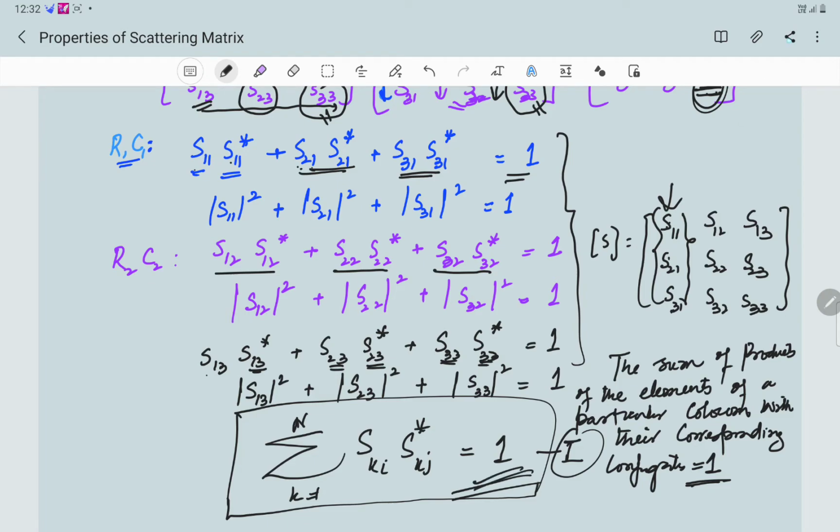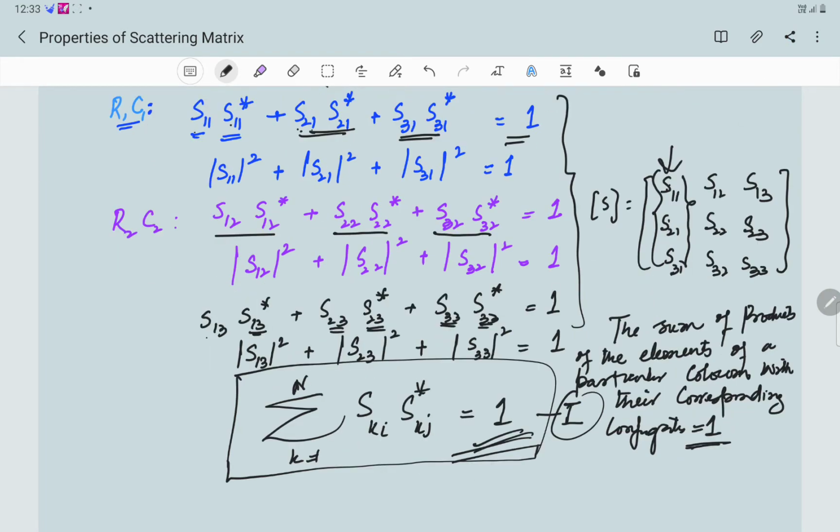So this is what it means. Or it can be stated as the sum of squares, S11 square, S21 square, S31 square. The sum of squares is unity. That means the sum of squares of the elements of a particular column for a lossless network is 1. This is for column 1, for example. Say, for example, for column 2, we can see S12 square plus S22 square plus S32 square is equal to 1, as can be seen from this equation.